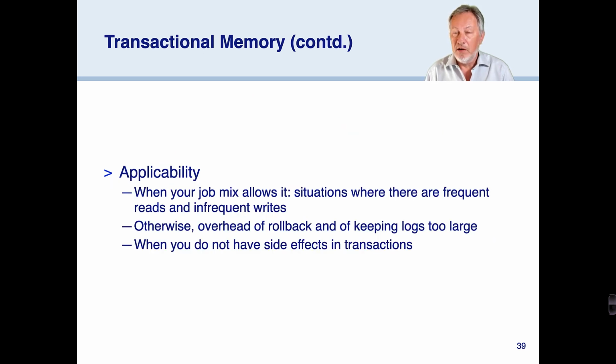When can you use this? Well, if you have a job mix that allows it, where you have frequent reads and infrequent writes. This is usually the case in databases. So you have large databases, and each transaction is only operating on a small portion of the very large database. So you can have lots and lots of transactions which are concurrent, and it's very, very rare that two transactions will be trying to access the same part of the database. However, when they do, then you can detect a conflict. In particular, you can compare and see whether the memory has changed since you started the transaction. If it has, then there was a conflict, and you can abort, roll back, and try again.